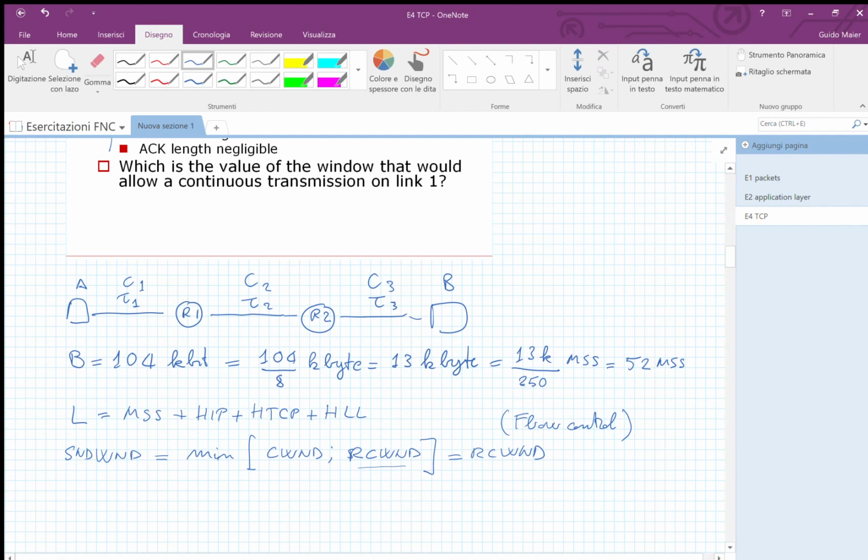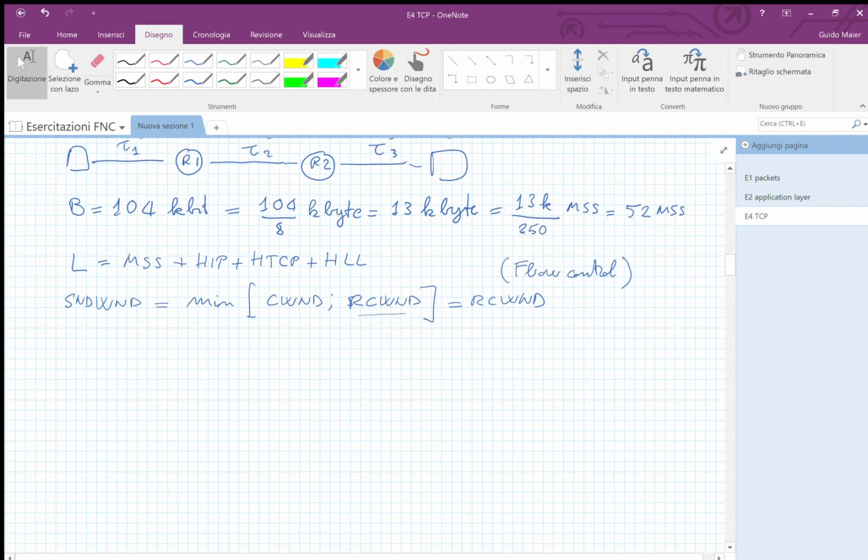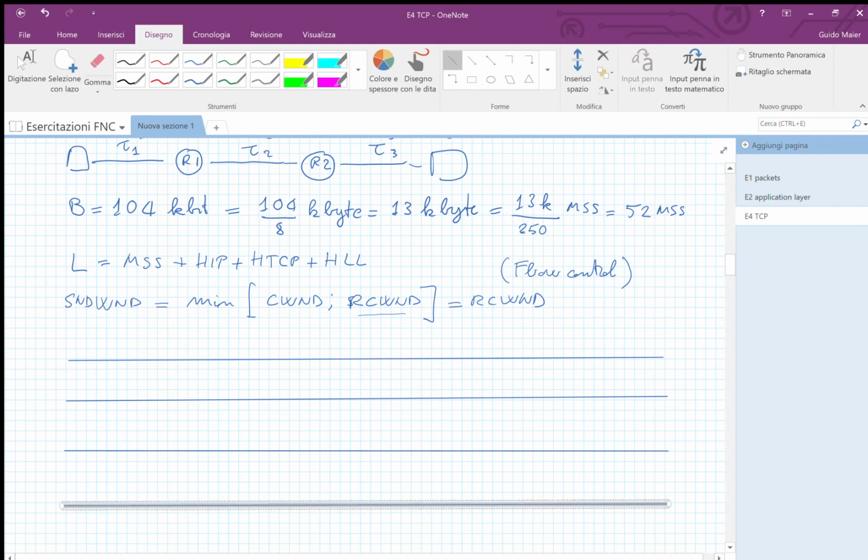And for these exercises, we always have to draw our usual time diagram to show the exchange of these packets. So here we have A, B, and then the two intermediate routers. These are the places where we have to look at the packets.